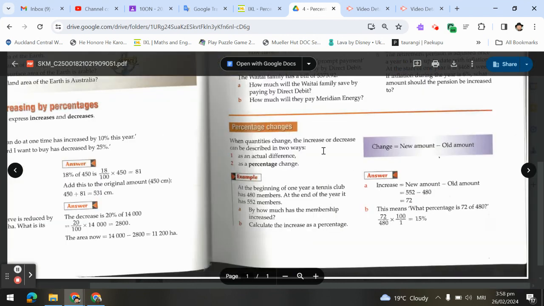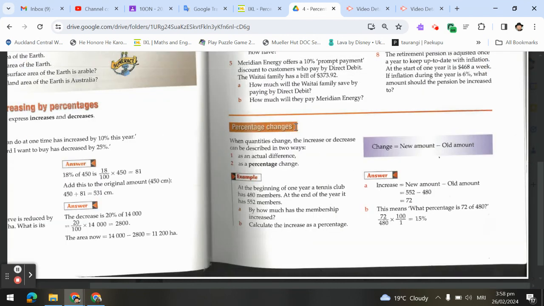Okay, so now we're going to talk about finding a percentage change. When quantities change, the increase or decrease can be described in two ways, as an actual difference and as a percentage change. Let's do an example. At the beginning of one year, a tennis club has 480 members. At the end of the year, it has 552 members. Part A, by how much has the membership increased? So there we want to find the change.